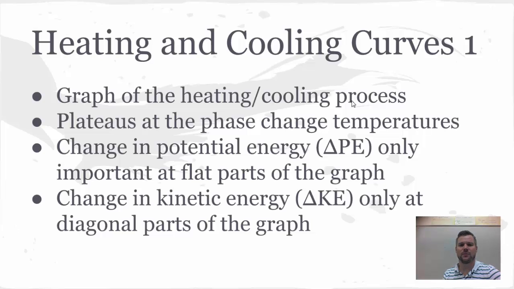And then the sloped portions of the graph, or the diagonal portions of the graph, that's going to be where the important change for us is going to be the change in kinetic energy, energy of motion, for kinetic energy, and energy of position, positional energy for potential energy. Stored energy is another way to look at potential energy. So we have flat regions of the graph, that's going to be potential energy, change in PE, delta PE, and diagonal regions of the graph, which are going to be delta KE.